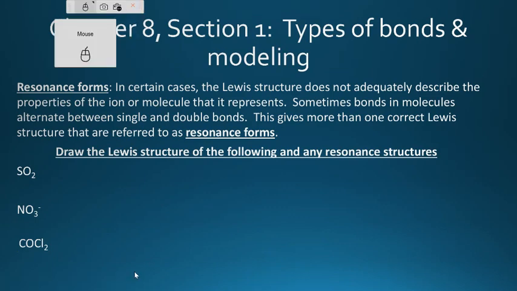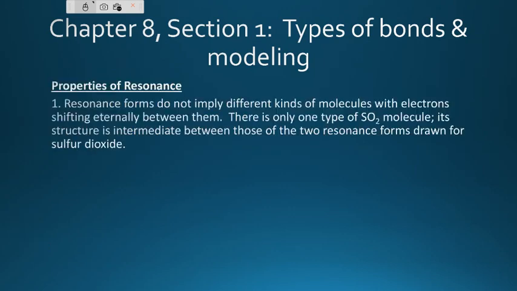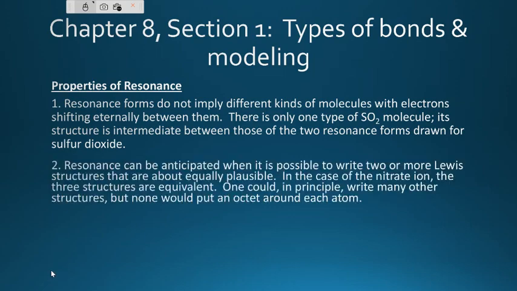Okay, that's just one of those things to keep in mind as we move forward with this chapter. Now, those resonant forms, what we're achieving with that doesn't imply that different kinds of molecules have electrons shifting forever between them. There's only one type of sulfur dioxide molecule. Its structure is the intermediate between the resonant forms of the sulfur dioxide.